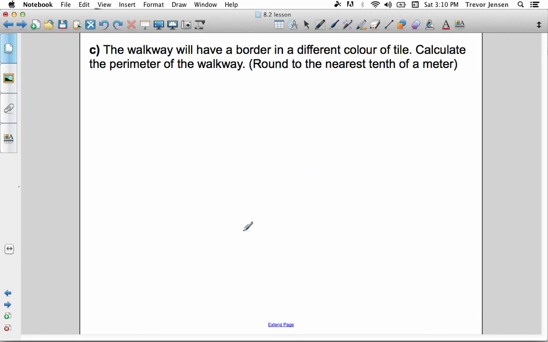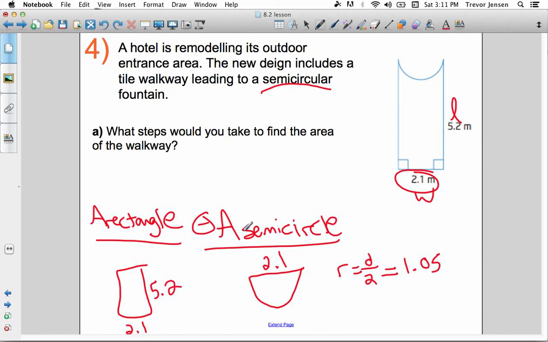I think the last thing we're going to do now, it says we're now going to find the perimeter of that walkway. So the walkway will have a border in a different color of tile. Calculate the perimeter of the walkway, rounded to the nearest tenth of a meter. Okay, so I now want to find the perimeter of this walkway. So I'm just going to erase what I've drawn around this diagram here.